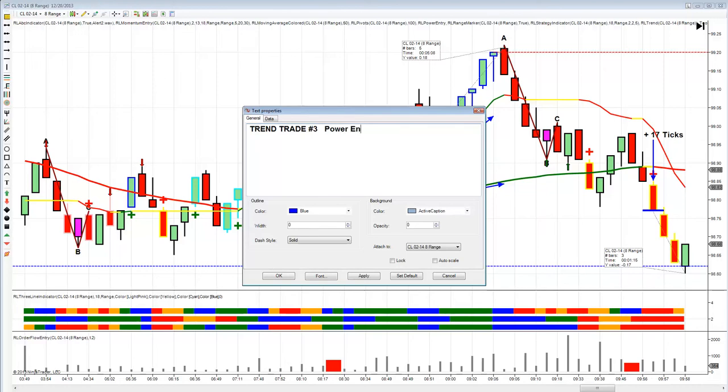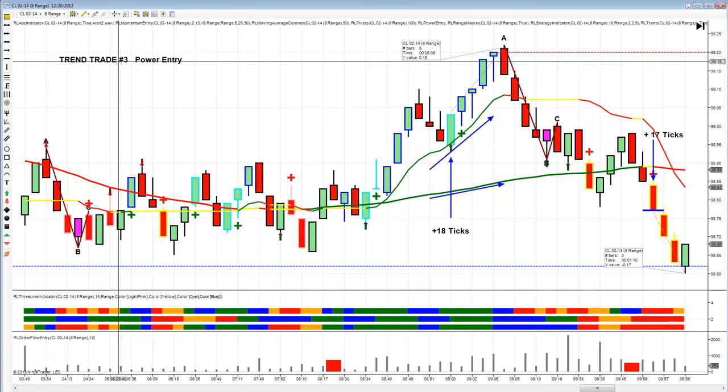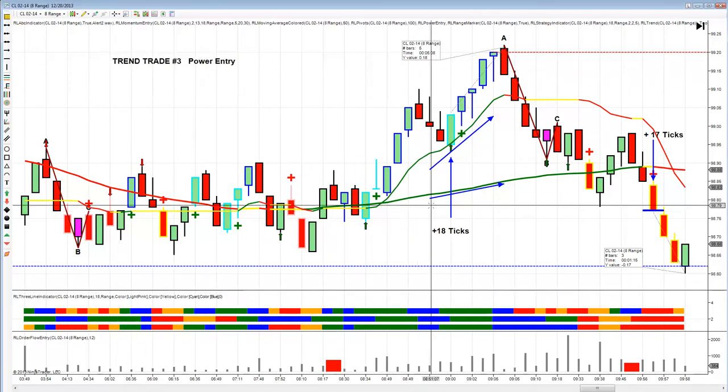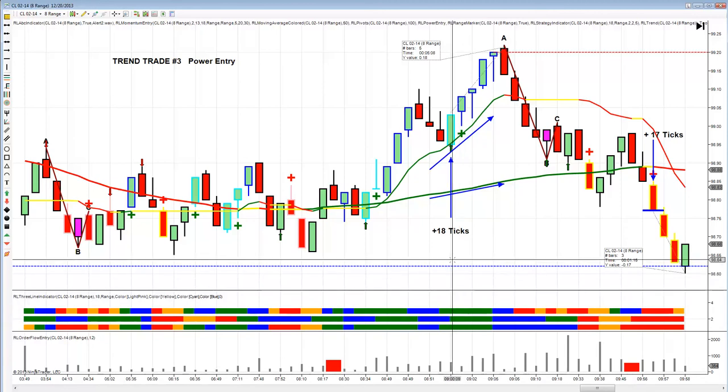Power entry. Now, power entries can occur with very deep retracements, and occasionally a power entry is going to come against order flow, stochastic, and momentum, and we're going to take a look at those.